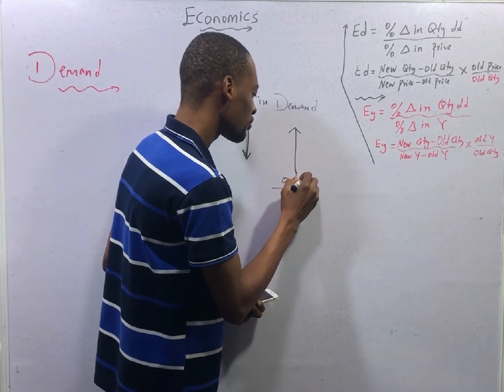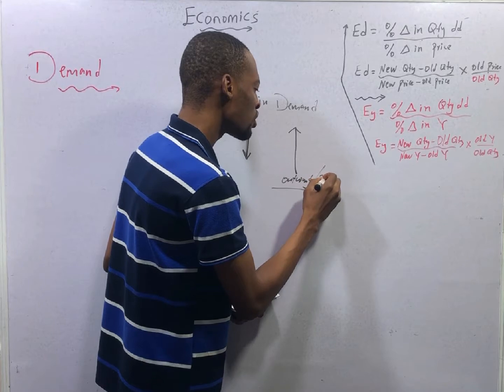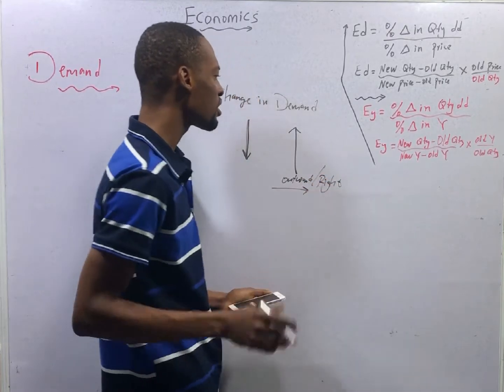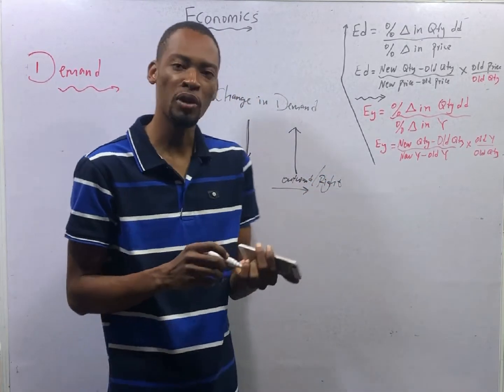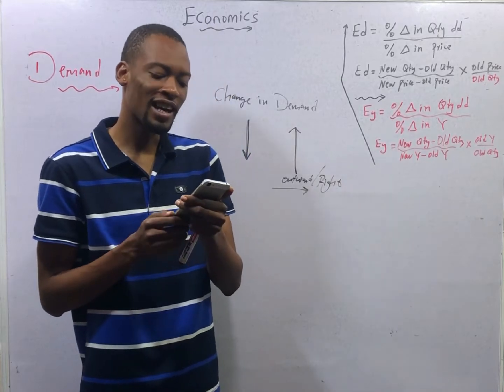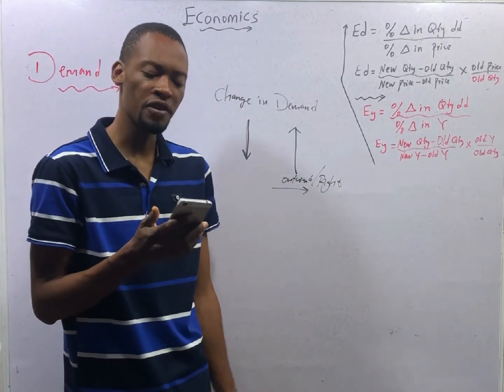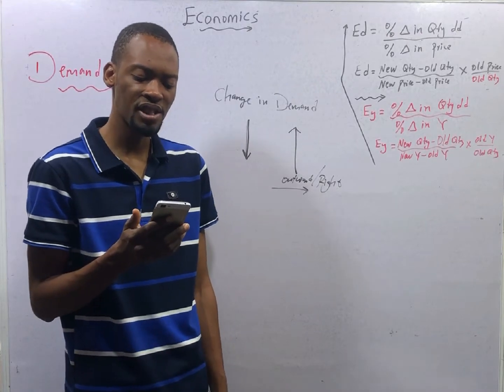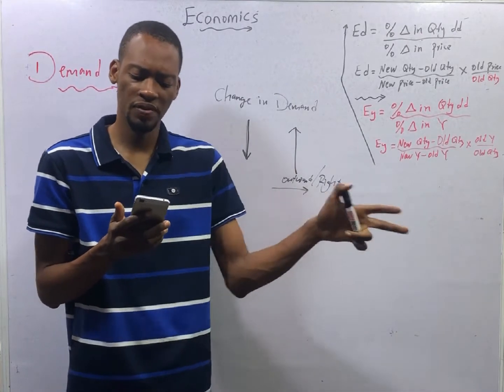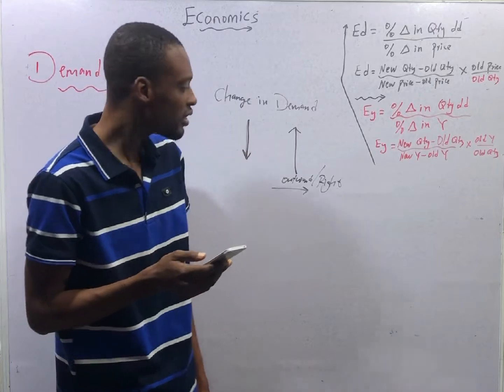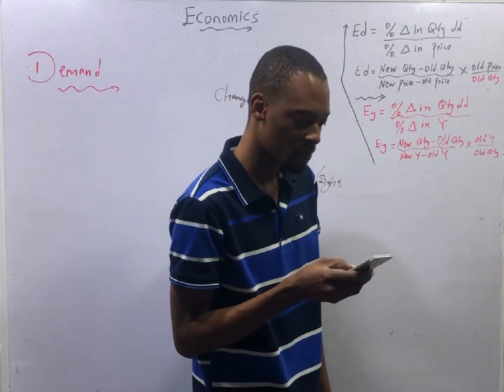Outward/rightward shift. That is what shows increase in demand. So that will definitely make option A, an outward shift of the demand curve, the correct option. For an inferior good, a decrease in real income leads to an outward shift of the demand curve. That is the correct answer.